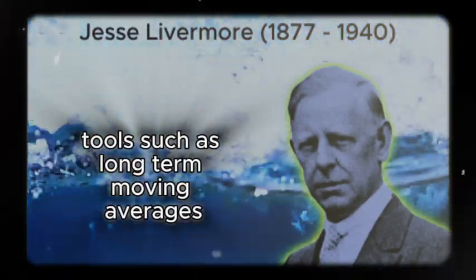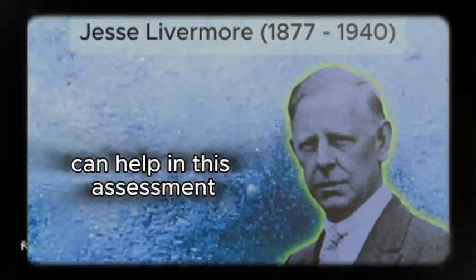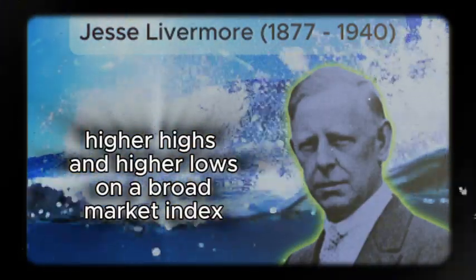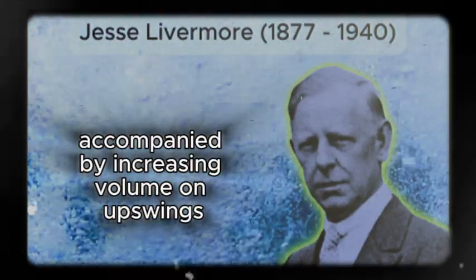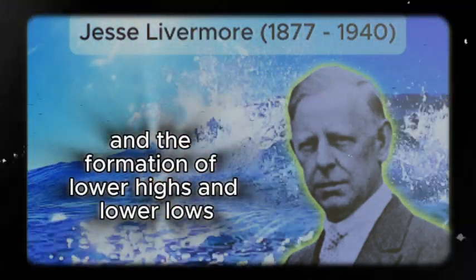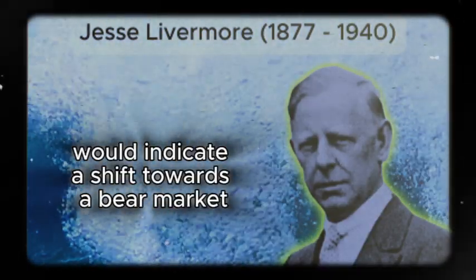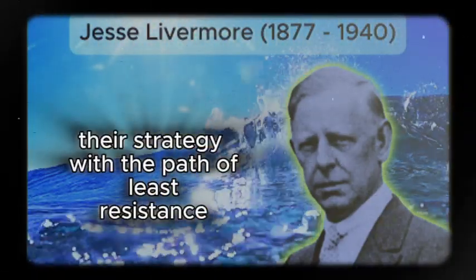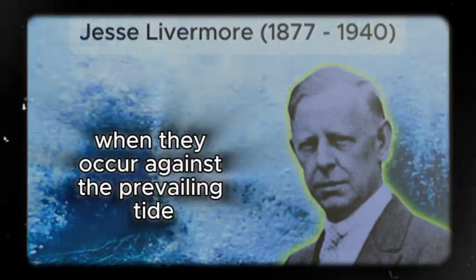Tools such as long-term moving averages, trend lines on weekly or monthly charts, and macroeconomic indicators can help in this assessment. For instance, consistently higher highs and higher lows on a broad market index like the S&P 500, accompanied by increasing volume on upswings, would signal a healthy bull market. A break below key support levels and the formation of lower highs and lower lows, especially with expanding volume on down days, would indicate a shift towards a bear market. Understanding these larger forces allows a trader to align their strategy with the path of least resistance, making it easier to identify potential turning points when they occur against the prevailing tide.